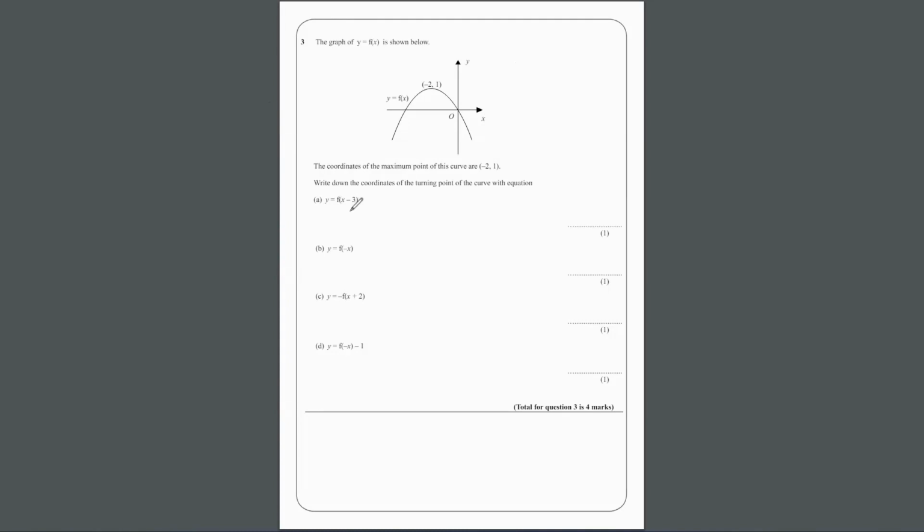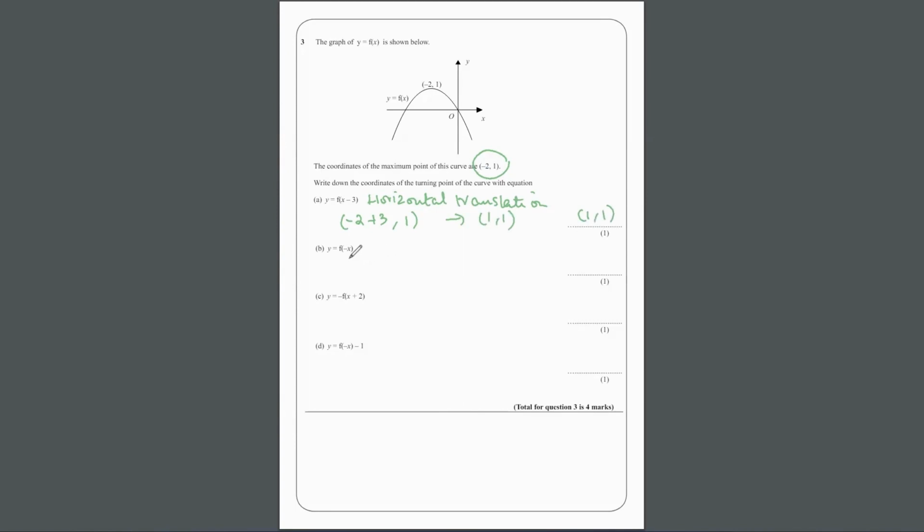For A, it is y equals f of x minus 3. And the turning point is -2 and 1. So if it's x minus 3, that means we're going to do a horizontal translation. And that means we're going to go towards the right-hand side in this case because we're subtracting 3. So that's going to be -2 plus 3. The y value remains the same, and that's going to give us 1, 1. So that's your first answer.